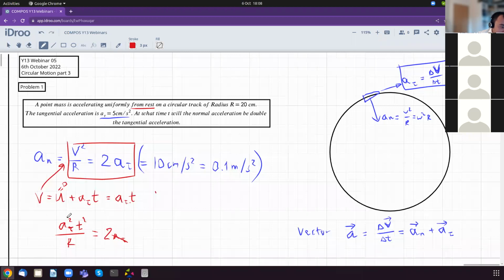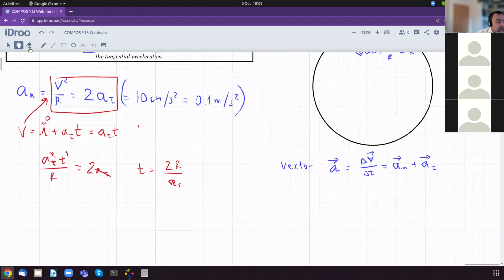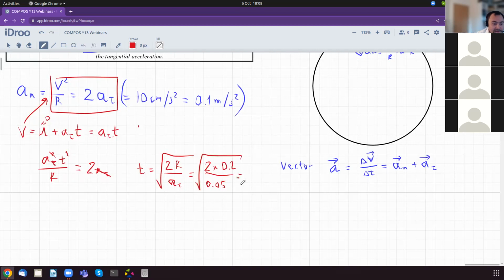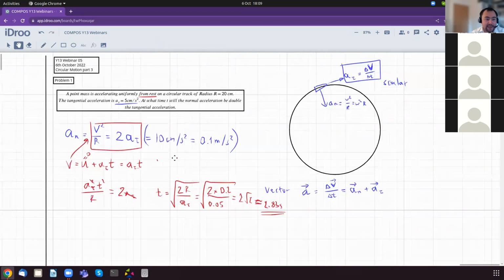Now a tau cancels, and we are left with t equal to the square root of 2r divided by a tau. So that's 2 times the radius, 0.2 meters, divided by a tau, 0.05 meters per second squared, and that gives us 2 square roots of 2, which is approximately 2.83 seconds. Okay, does this make sense? Any questions here?